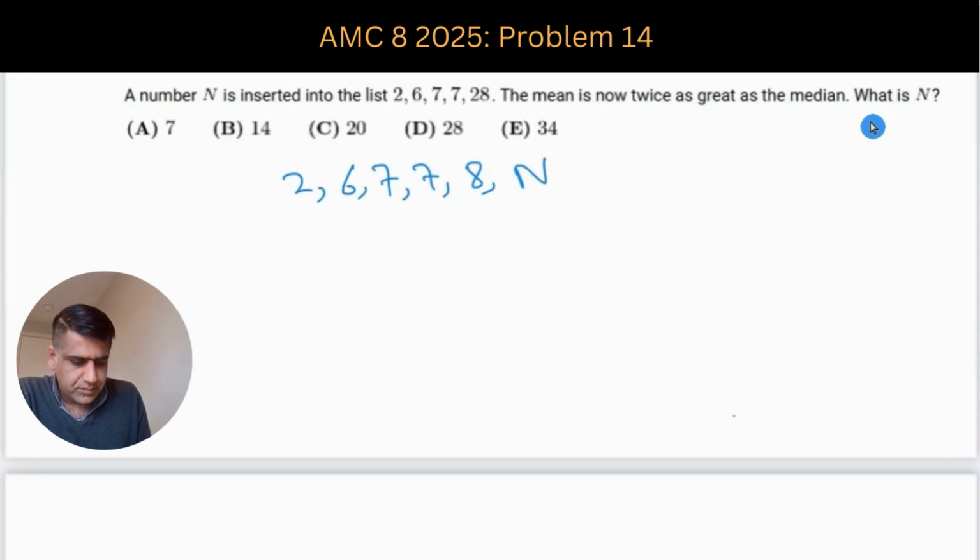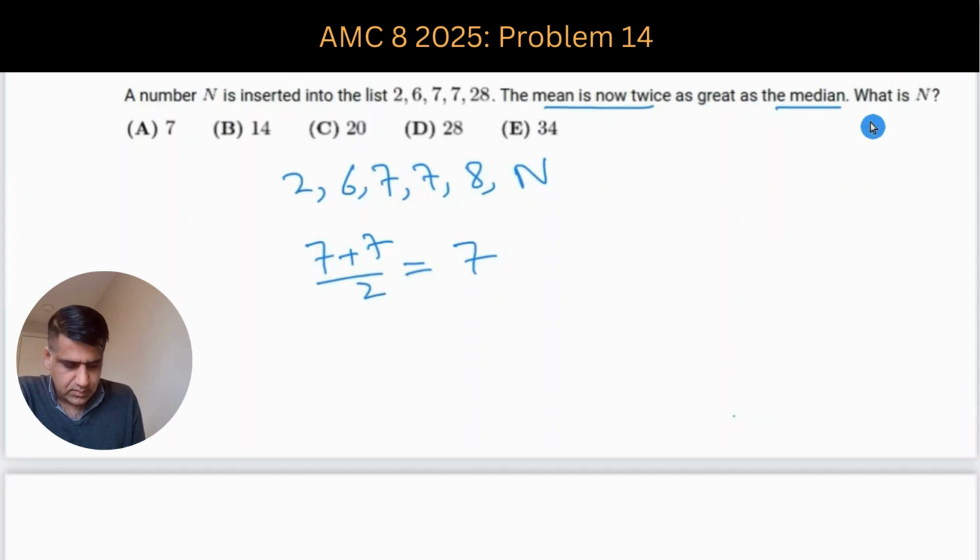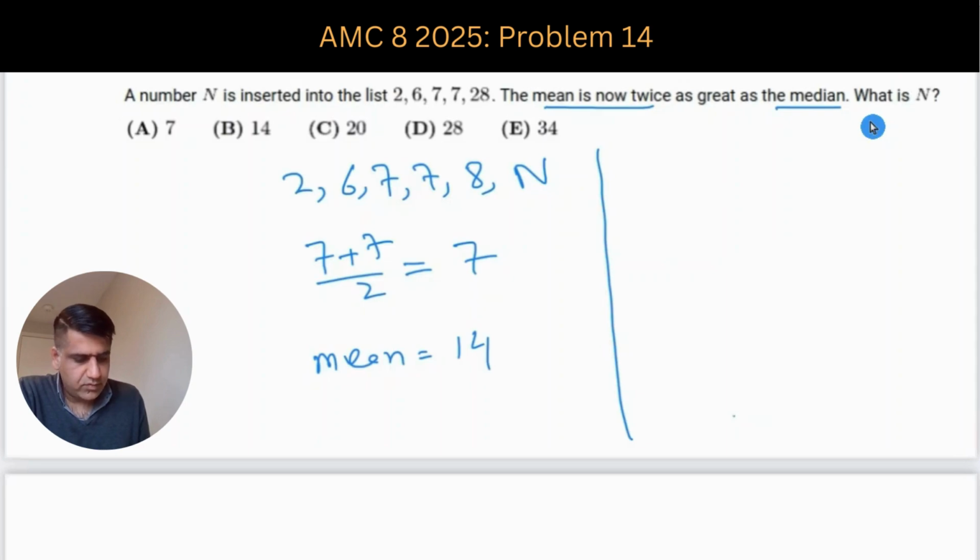So the mean is now twice as great as the median. The new median that we have is (7 plus 7) over 2, and that is 7 for this list. And the mean would then be 14. So now what we have to do is find n.